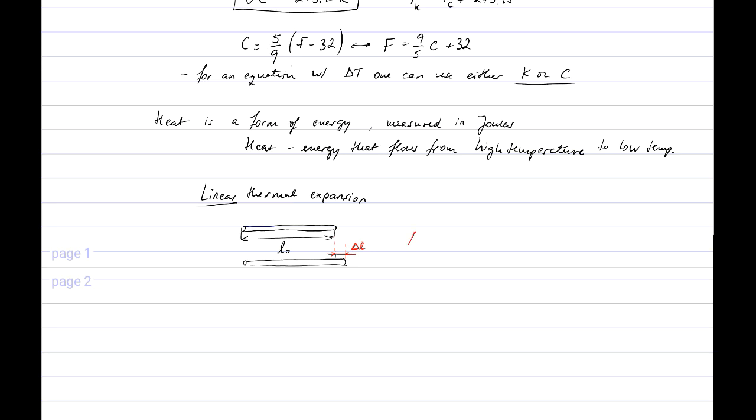So delta L then will be equal to alpha L naught delta T. Alpha is the coefficient of linear expansion. And it has to do with the material that the object is made out of. So we're heating a thin rod up from an initial temperature to some final temperature. It has an initial length, and depending on the material that this object is made of, its length changes by delta L.